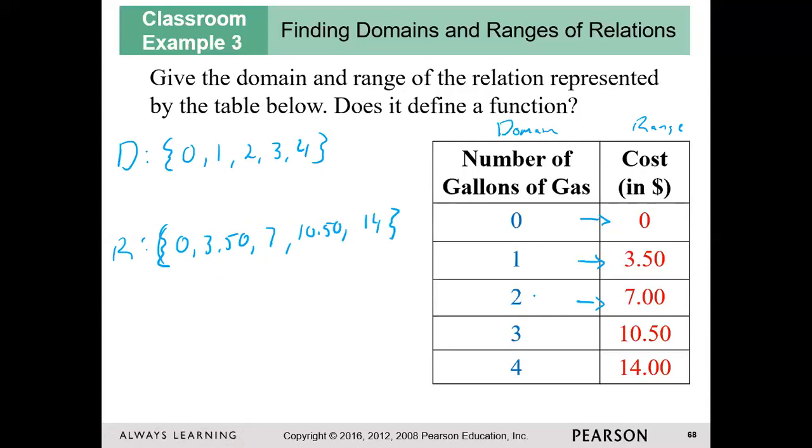And it does define a function because none of these x values are repeating. It's not like I bought two gallons of gas and it cost me $7, and the person next door to me, at the next pump over, bought 5 gallons of gas and it also cost them $7. I wouldn't be very happy paying $7 for my 2 gallons when they got way more gas for the same price. That would not be a function if they were selling the gas for the same amount of money for different amounts of gallons.